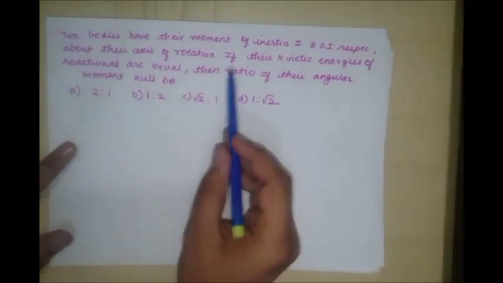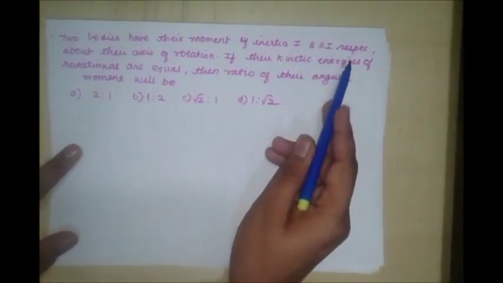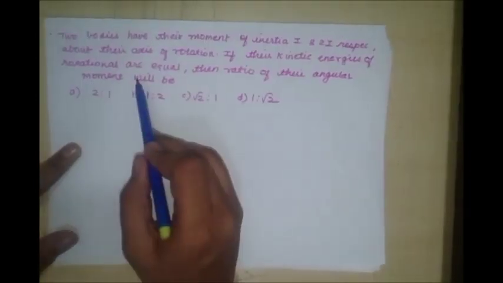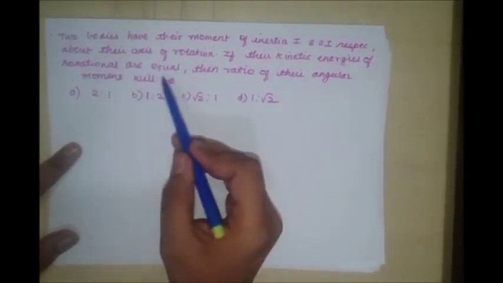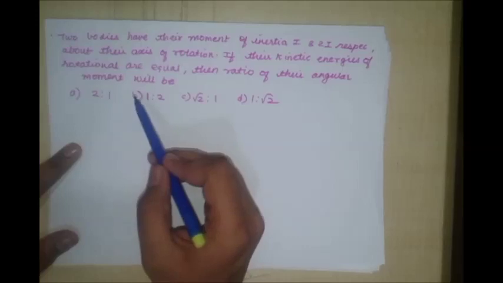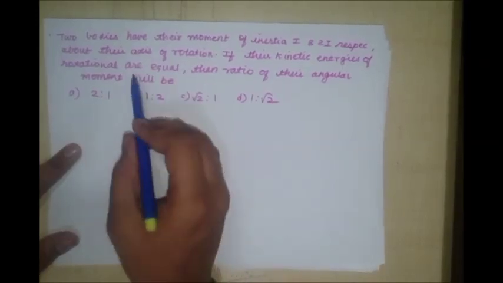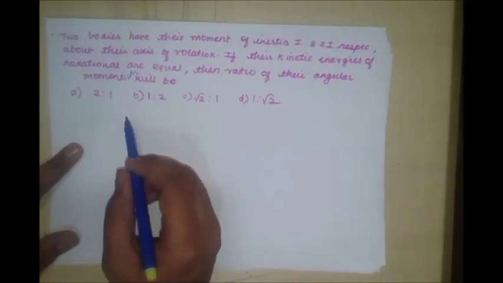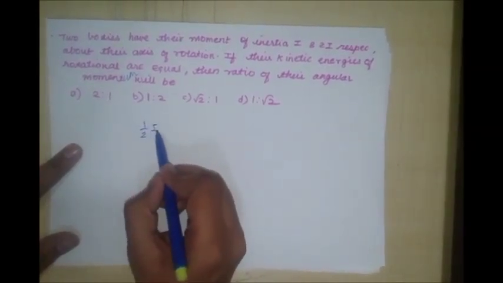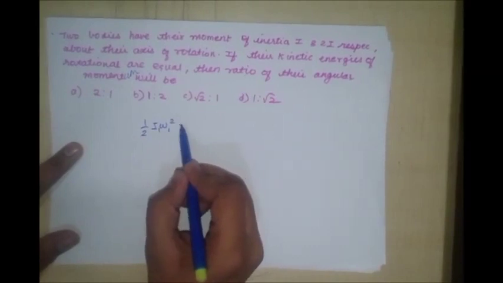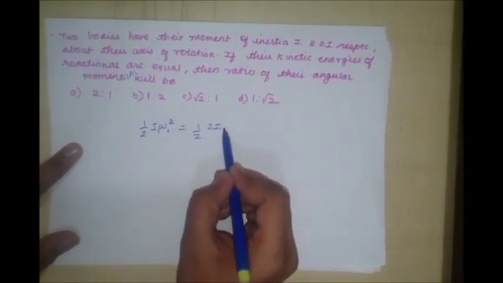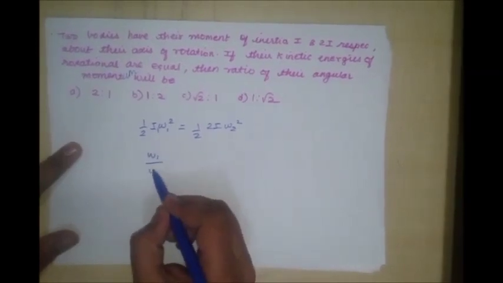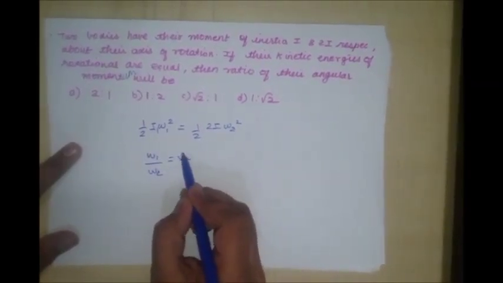Two bodies have moments of inertia I and 2I respectively about the axis of rotation. If their rotational kinetic energies are equal, then the ratio of their angular momentum will be? Now to solve this question, we know that half I1 omega 1 square is equal to half 2I omega 2 square, given omega 1 upon omega 2 is equal to square root of 2.